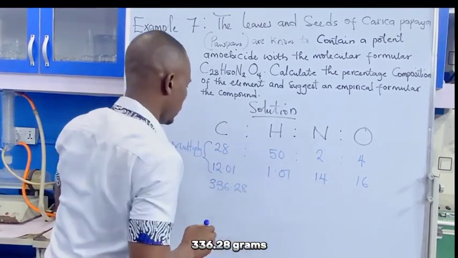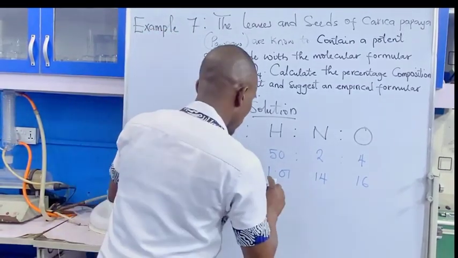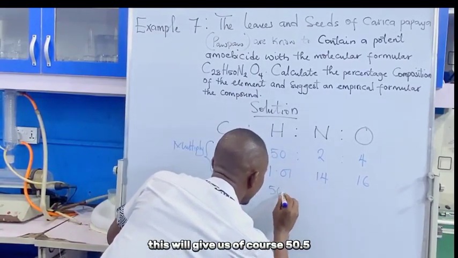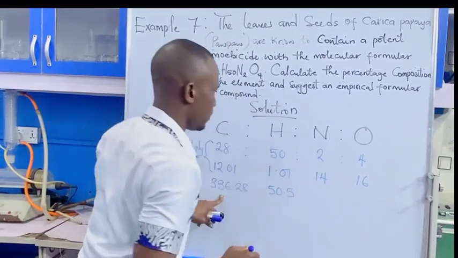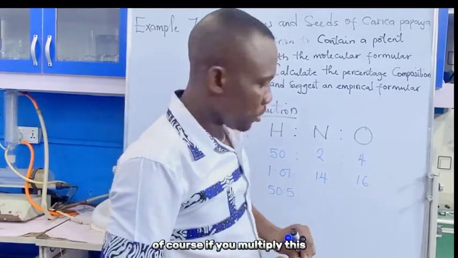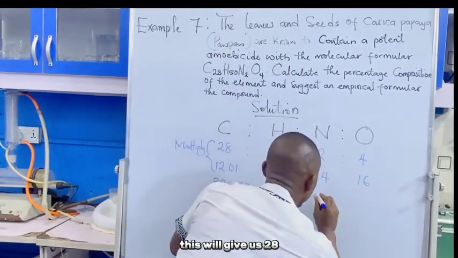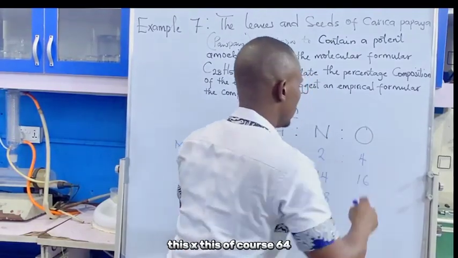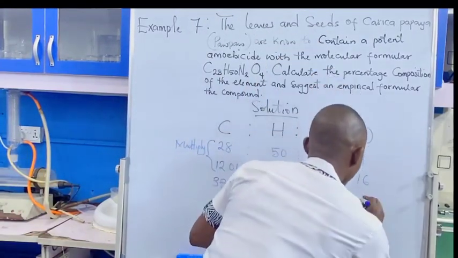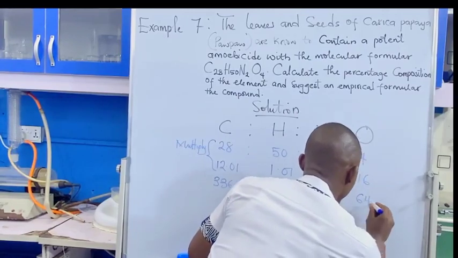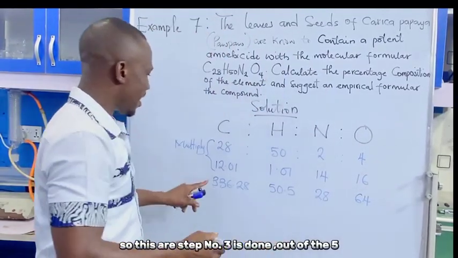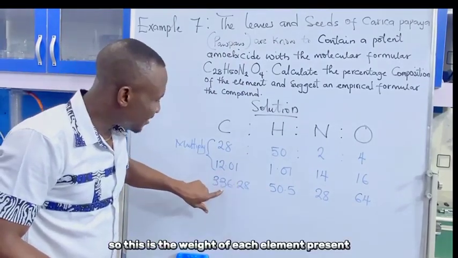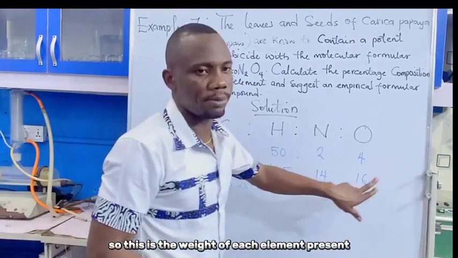336.28 grams. Of course, if you multiply this, it will give us 50.5. If you multiply this, it will give us 28. And then this time, this of course is 4. So, step number 3 is done out of the 5. This is the weight of each element present.